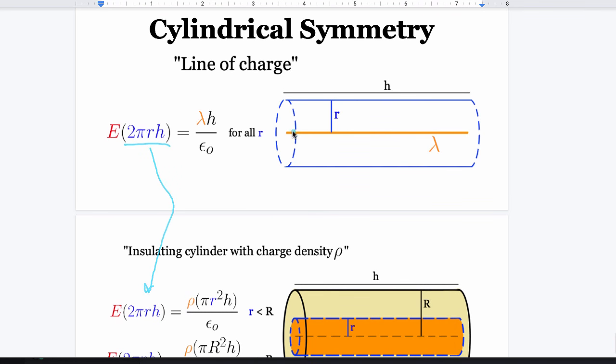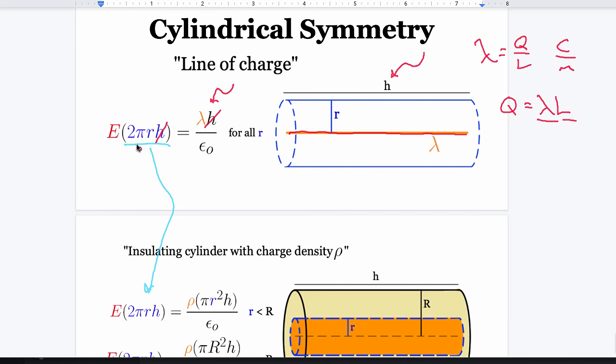What if I had a line of charge? And let's say the charge was lambda. What does lambda mean? Lambda is the amount of charge per length instead of charge per volume. So it has units of coulombs per meter. Well, how do you find the charge? Charge is going to be lambda times length. So how much charge would I enclose here? Well, it's all of this charge. How much is that? Lambda times the length of it, but I called the length of the cylinder h. So it's lambda times h.